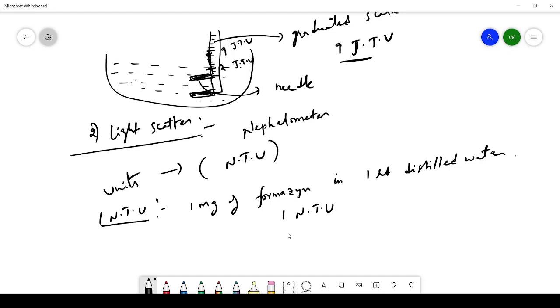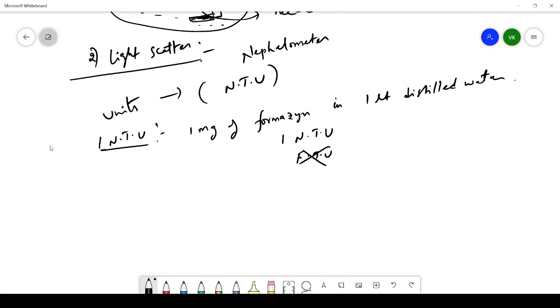Some people call it FTU, but this is the wrong way of expressing it. The 1 NTU means 1 milligram of formazine added in 1 liter distilled water. The turbidity produced is called 1 NTU. Okay, let's see how the device works. How does a nephelometer work?